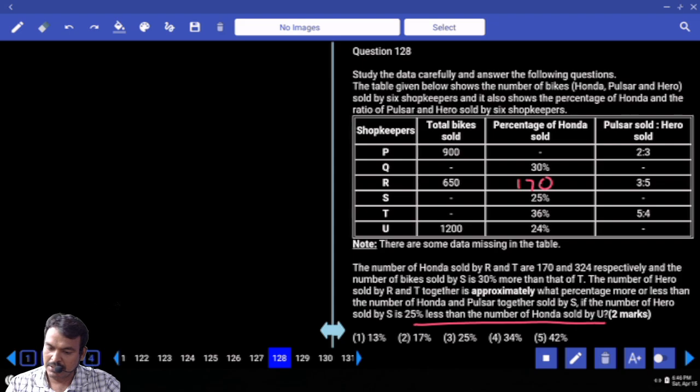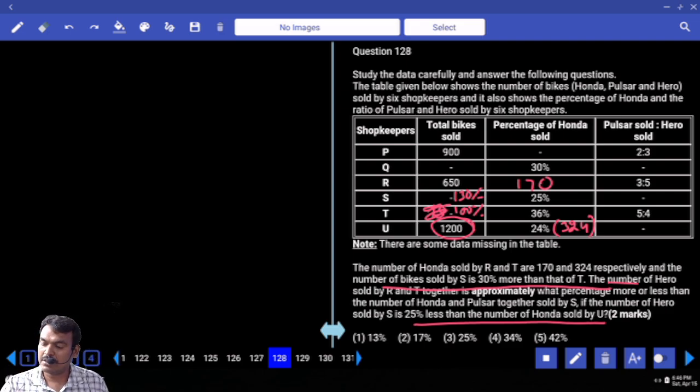First, in R, what is the Honda value? 170. Next, in T, Honda value 324. 324. Next, number of bikes sold by S is 30% more than which one? T. What is the T value? 1200. 30% more means 360 or not? Sorry. Wait. S is how much? 130%. T value is 100% or not?